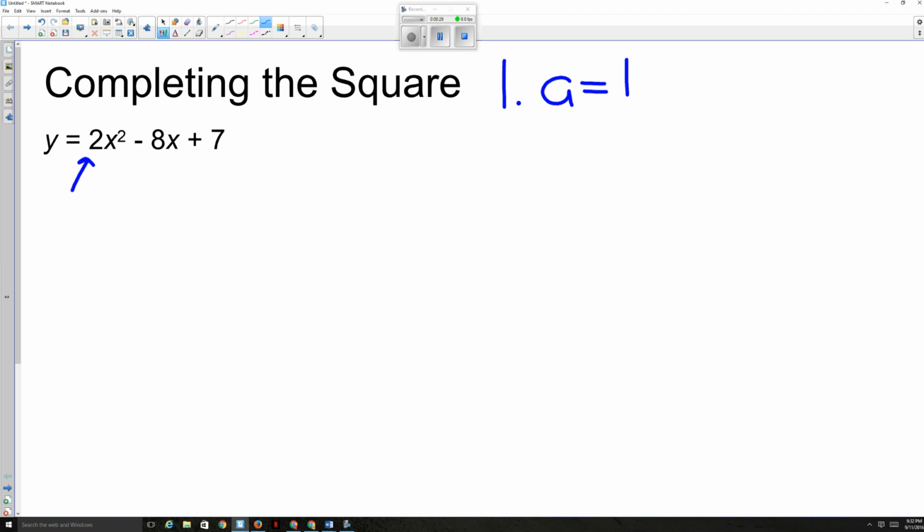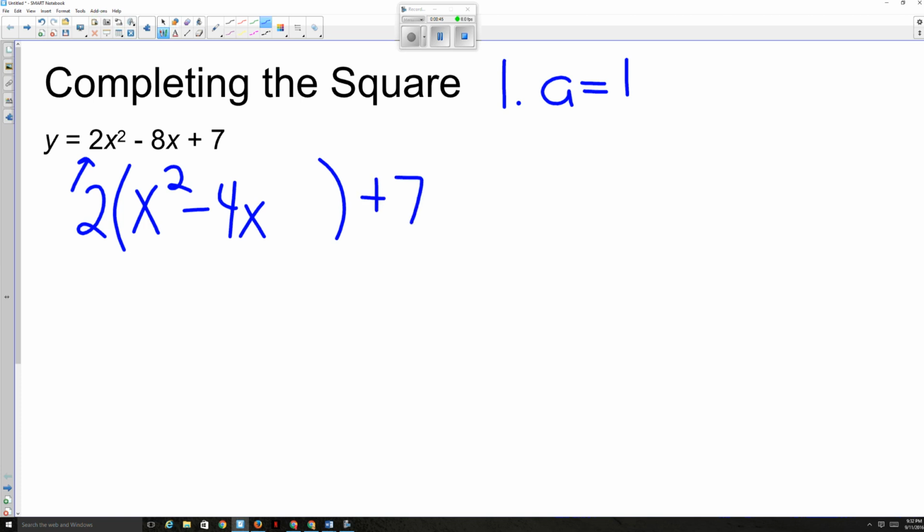So what we're going to have to do is factor that 2 off. So let's factor the 2 away. So we're going to get 2, and then I'm only going to deal with the x's. So x squared minus 4x. Okay, and then I'm going to leave plus 7 out there. So notice what I've done is I've only factored the 2 from the 2x squared and the 8x there. Okay, and I've left a space here, and I'm also going to leave a space here.